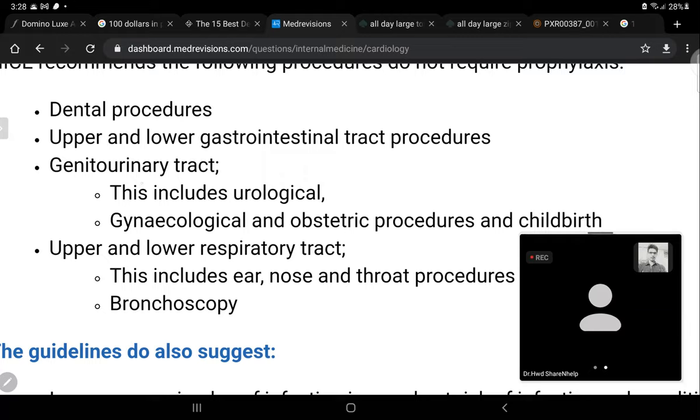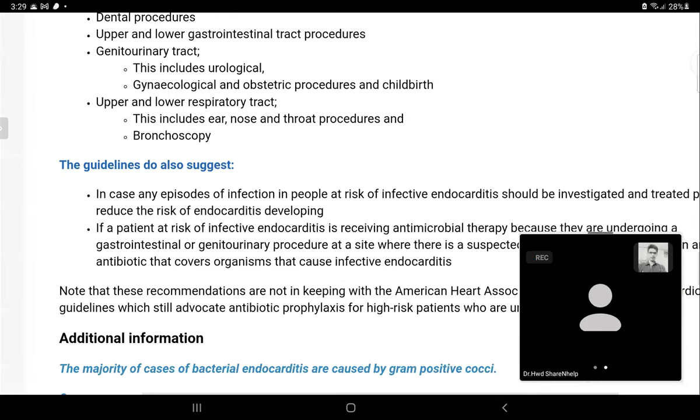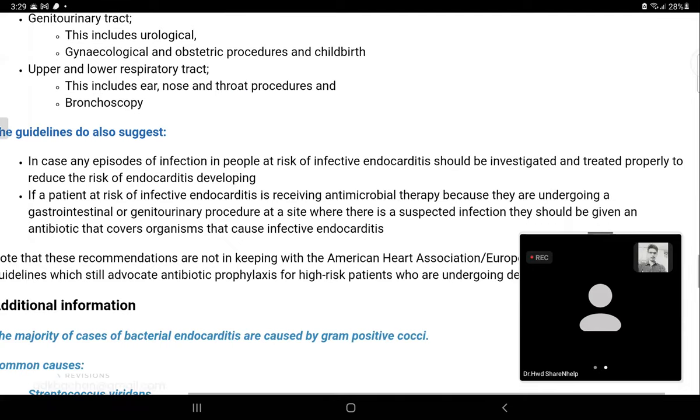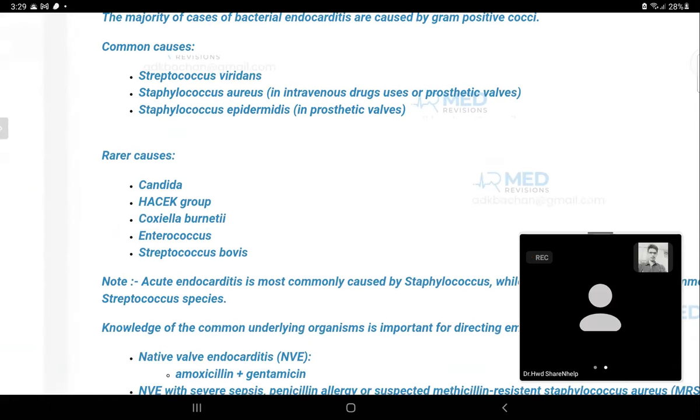Right? Genitourinary tract procedures, such as urological procedures, for example, a cystoscopy, etc. If you're going for transvaginal ultrasound, etc., and gynecological procedures, if you're going for bronchoscopies, right? These procedures do not need prophylaxis, even if the person has heart disease. No need for prophylaxis. The conditions where we do need prophylaxis are the ones which are particularly more invasive and not routine. All right, though they have given those here, right? Okay, but I would not want you to remember it, however, because it's very extensive.